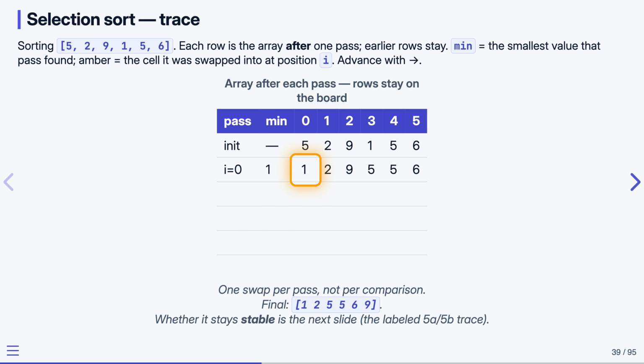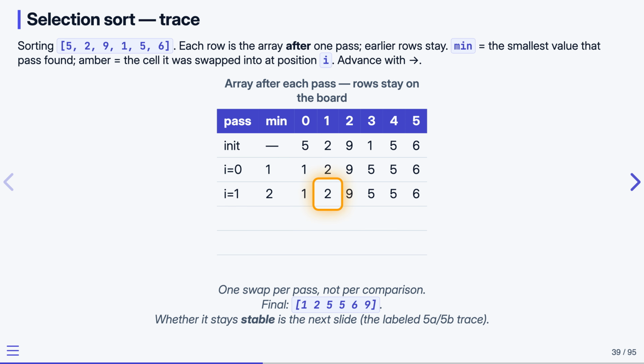First pass, I equals 0. We scan all of it from index 1 to index 5 for the smallest value. The minimum is 1 at index 3. We swap it into index 0, the amber cell. The front now holds 1.